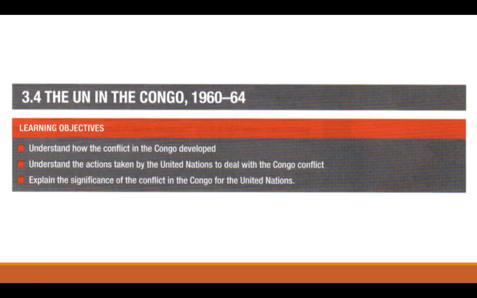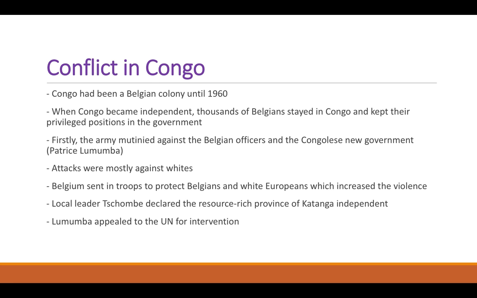The third conflict that you have to study and be prepared to compare to other conflicts, whether it's League of Nations conflicts or United Nations conflicts, is Congo. So we have to understand what was the situation in Congo, why there was a conflict. We have to understand how UN was involved in this conflict, and finally the significance of this conflict for the United Nations. Now, conflict in Congo.